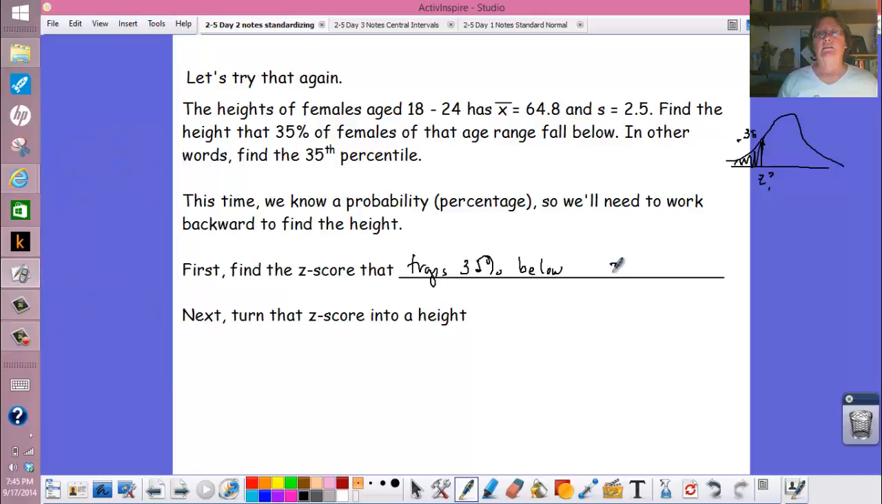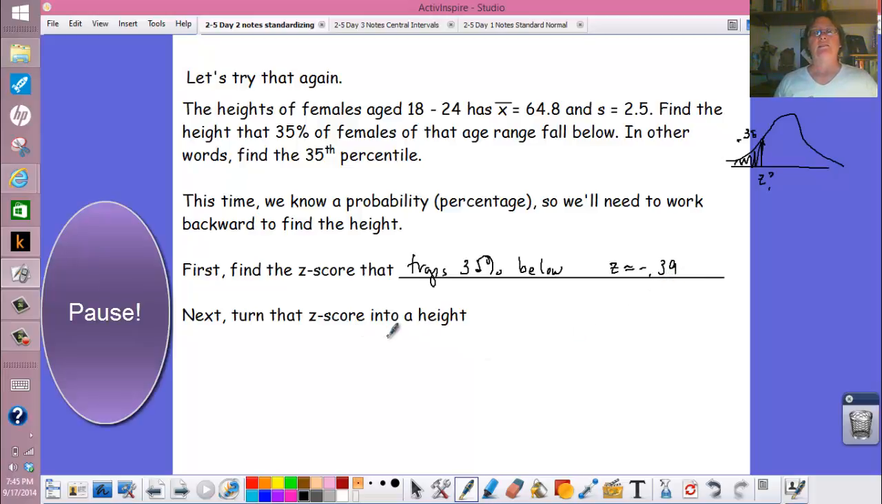Based on what I saw, that z-score is really close to negative 0.39. Negative 0.39. I'm hedging my bet a little bit there. I had to check my table and make sure. The percentage there was 0.3483, which is 17 steps away from 35. The next closest one was 0.3520, which is 20 steps away. So negative 0.39 is the closest that we can get.